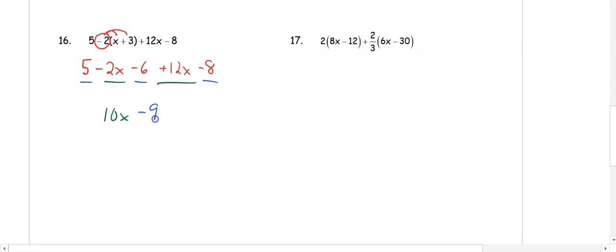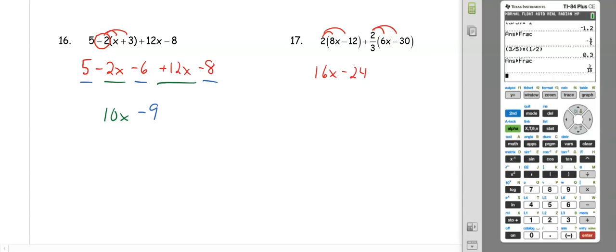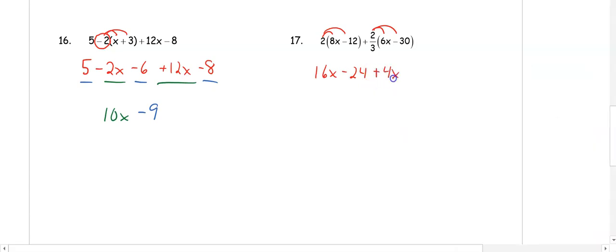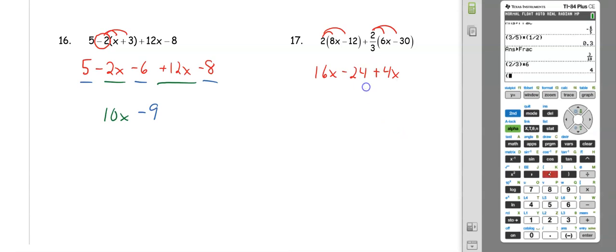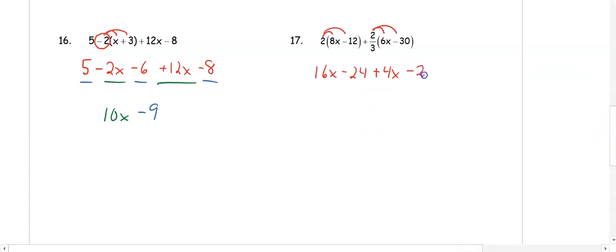In 17, when we distribute, in the first parenthesis, we're distributing a 2. So we have 16x minus 24. In the second parenthesis, we are distributing a fraction of 2/3. So we might need to use our calculator. Parenthesis 2 divided by 3 times 6 is going to be plus 4x. 2 divided by 3 in parentheses times negative 30 is going to be minus 20.